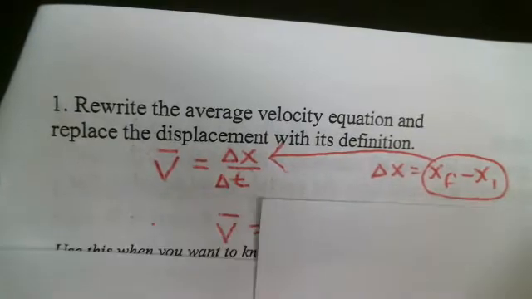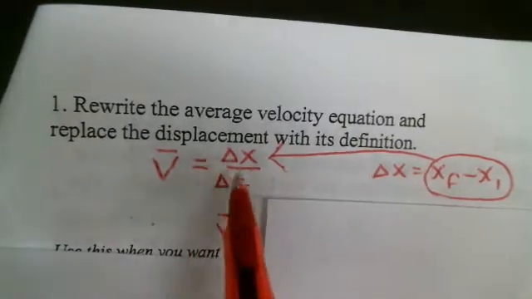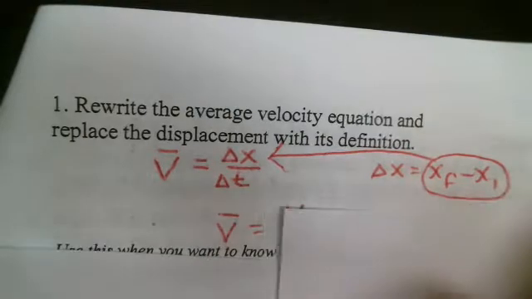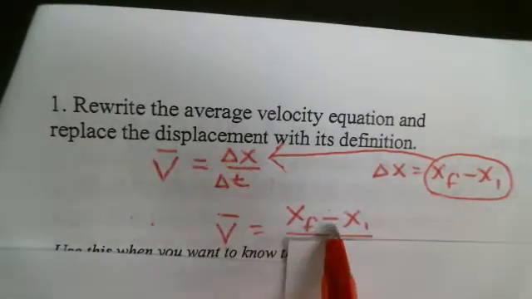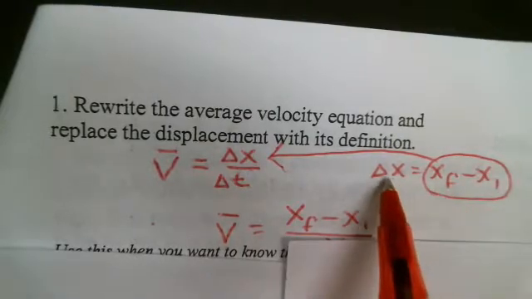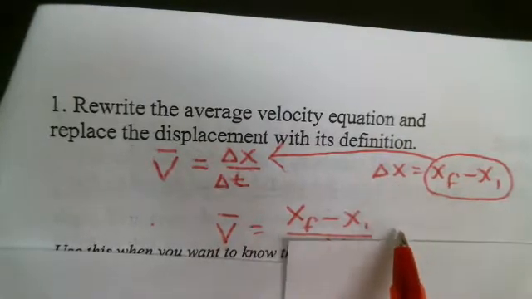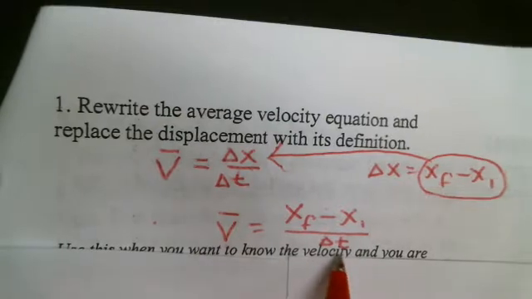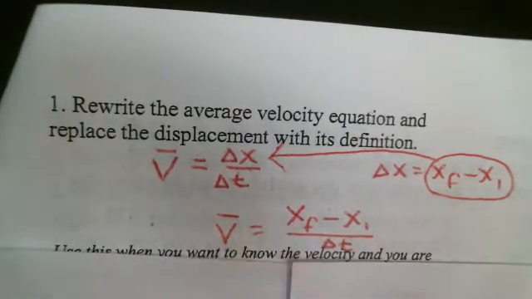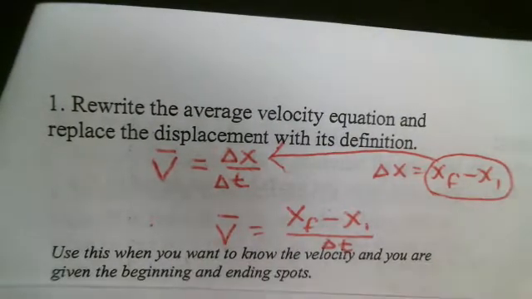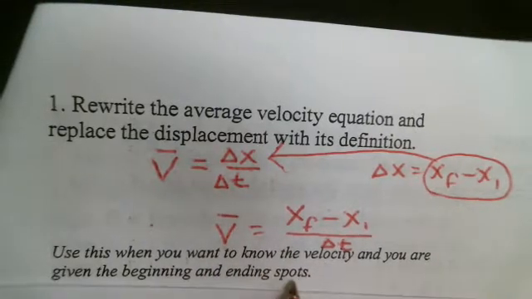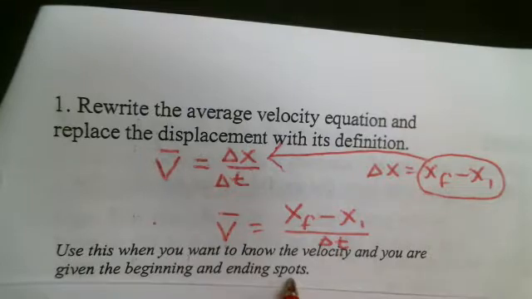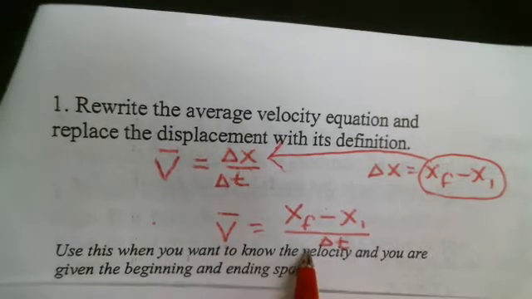And so what happens is I still have the bar v, still have the equal sign, but on the top, instead of the delta x, I have the x sub f minus x sub i that the delta x is equal to. And on the bottom, I still have the delta t. So that's a new equation that we can use. We use this when we want to know the velocity, and you're given the beginning and ending spots. In our previous equation, we had to be given what the total displacement was. So this is a little bit of fine-tuning.